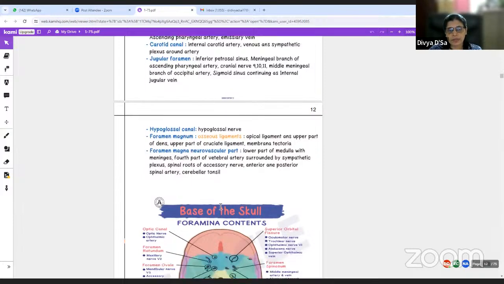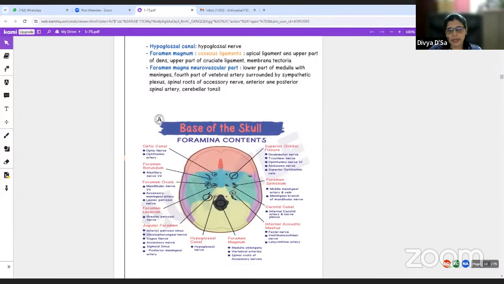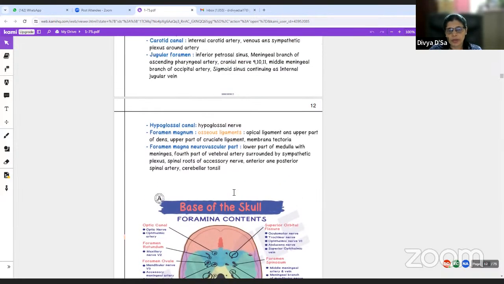And foramen magnum, that is the largest foramen here. Basically the lower part of the medulla will be there with all the meningeal coverings. Fourth part of the vertebral artery with the sympathetic plexus, spinal part root of accessory nerve, anterior and posterior, one anterior and two posterior spinal arteries will be present. Cerebellar tonsil is that portion down near the cerebellum. That is in relation there.